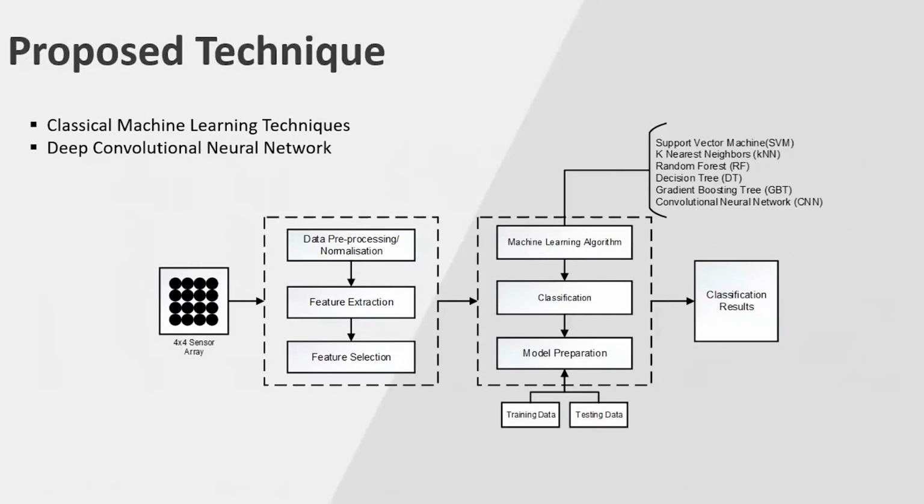So this is the proposed technique where a data set is collected by the 4x4 sensor array. Then we pass it through data pre-processing, where feature extraction and feature selection are done, and then it moves to the algorithm stage, where different machine learning algorithms and convolutional neural networks are defined to classify the data.